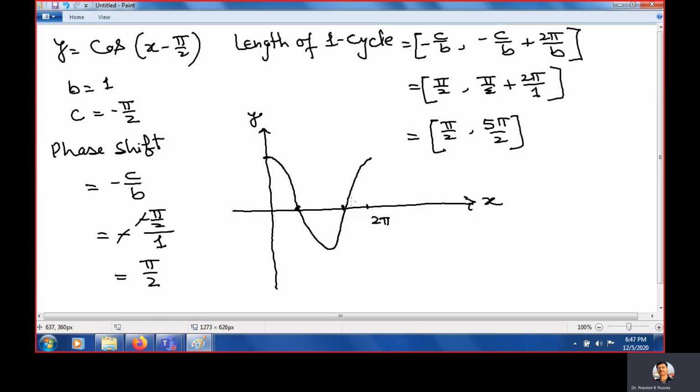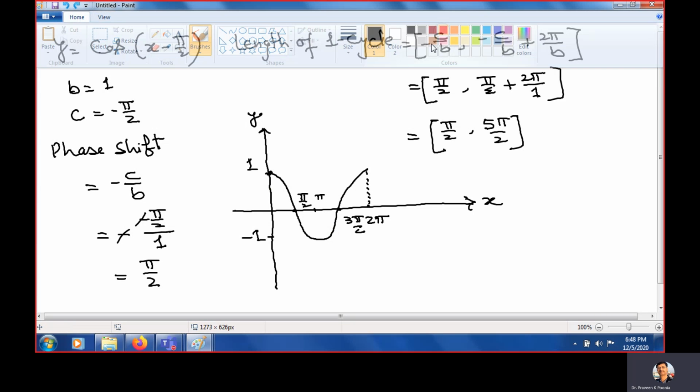Like this. It is little, I have taken more height. So it will be like this: this is 2 pi, and this value is 1, this value is minus 1. Clear? Now this is pi upon 2, this is 3 pi upon 2 and this is pi. Now we are shifting this curve. Let us take red. Clear?